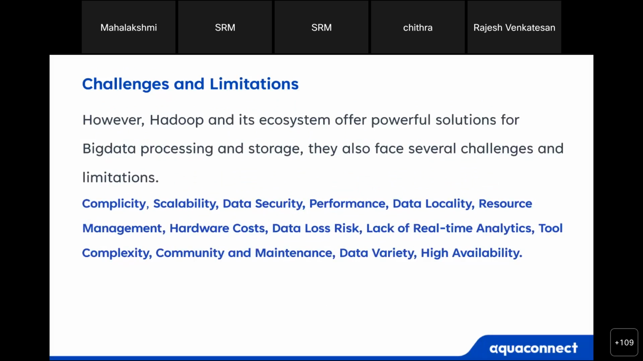Second is scalability, data security, performance, data locality, resource management, hardware cost, data loss risk, lack of real-time analysis, tool complexity, community and maintenance, data variety, high availability. These are all the challenges which we faced in Hadoop. However, Hadoop is designed to be scalable and horizontal, but adding more nodes to a cluster, a large-scale cluster can be challenging and may require careful planning and resource allocation.